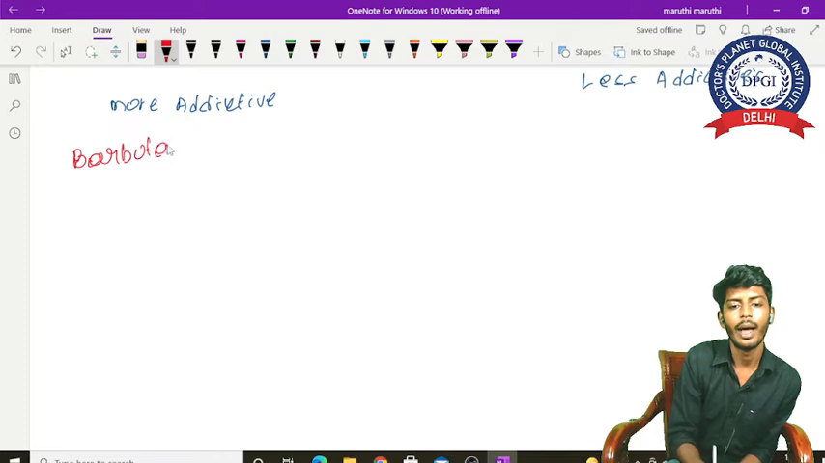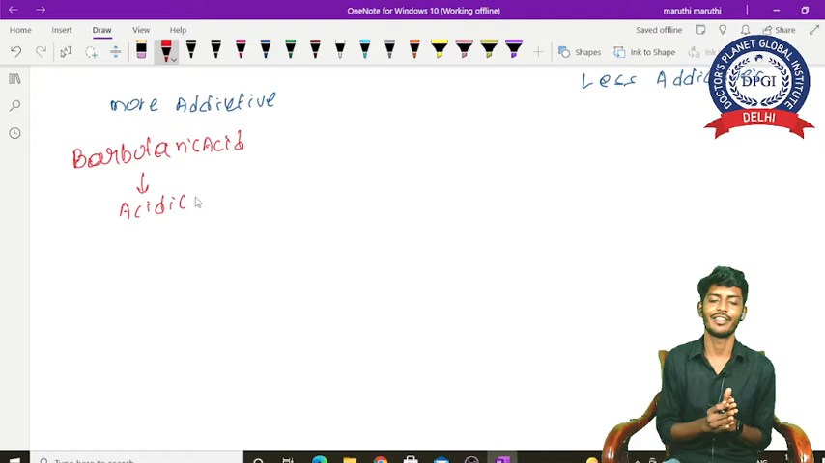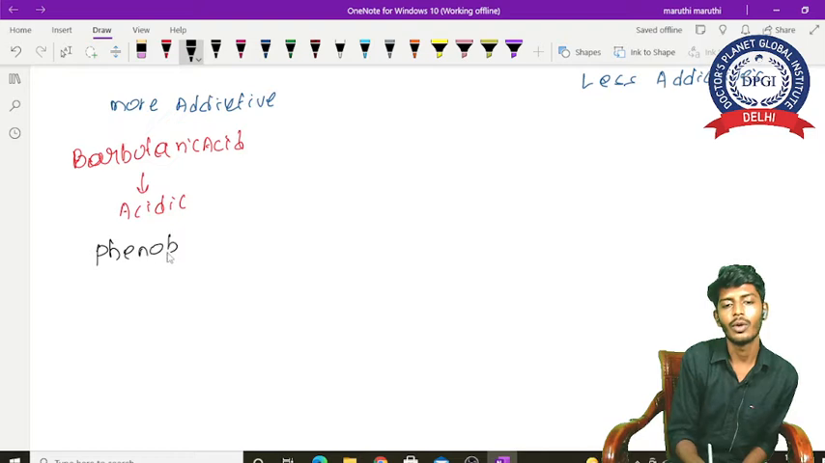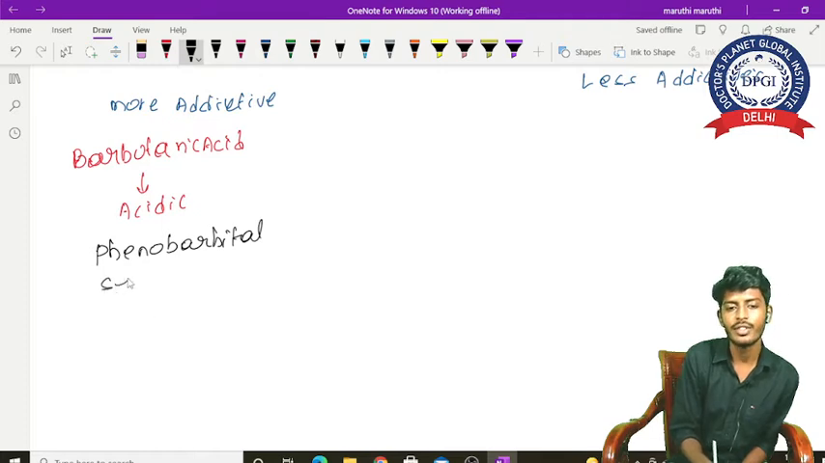Barbituric acid. So, if they are a derivatives of barbituric acid, it means all of these drugs are acidic in nature. What is inside this group? We have phenobarbital. Apart from phenobarbital, is there any other? Yes, we do have secobarbital.